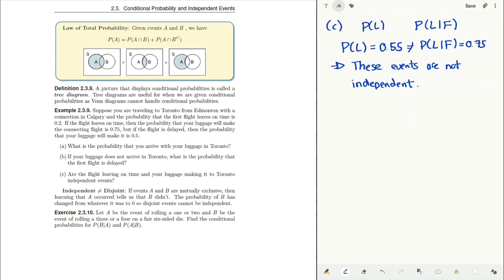And as a simple example, let's consider the event A to be a 1 or a 2 on a die roll, and B will be the event of rolling a 3 or a 4. Now let's calculate the conditional probabilities of P of A given B and P of B given A. So let's define the events A and B. So A are the results 1 and 2, and B is a 3 or a 4.